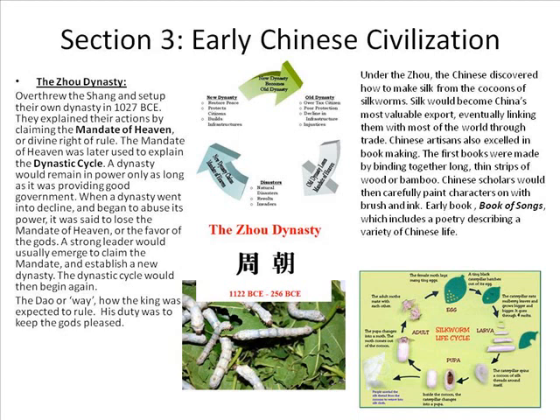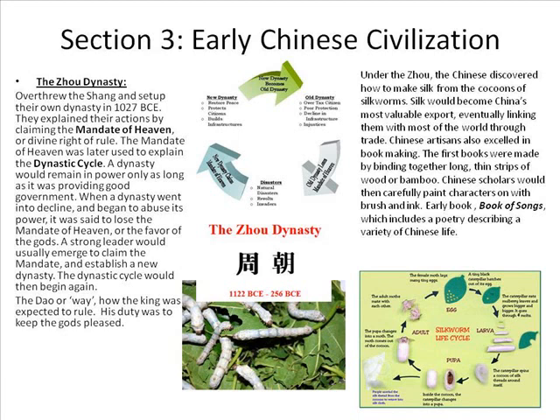A dynasty, as you can see there, would remain in power only as long as it was providing good government. When a dynasty went into decline and began to abuse its power, it was said to lose the mandate of heaven, or favor of the gods. A strong leader would usually emerge to claim the mandate of heaven and establish a new dynasty. The dynastic cycle would then begin again.